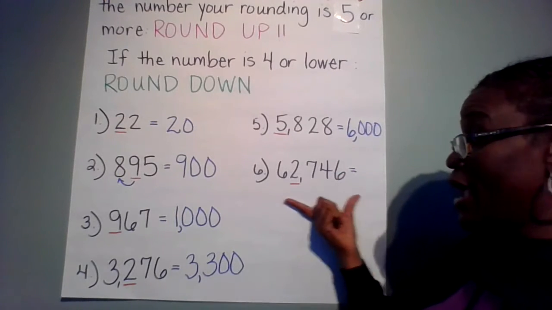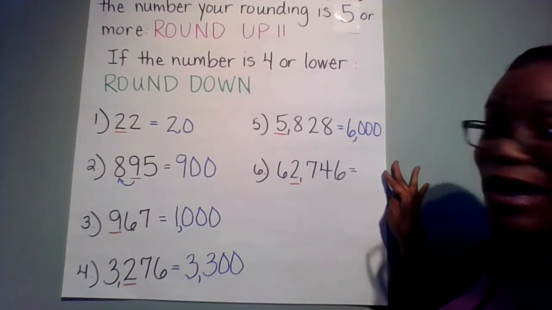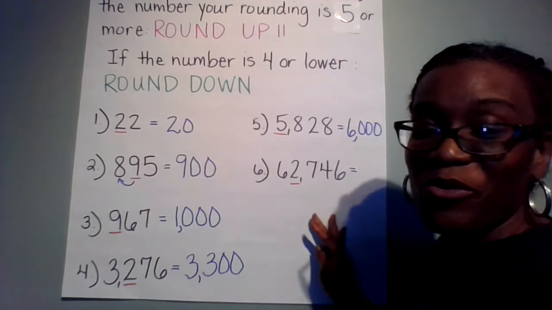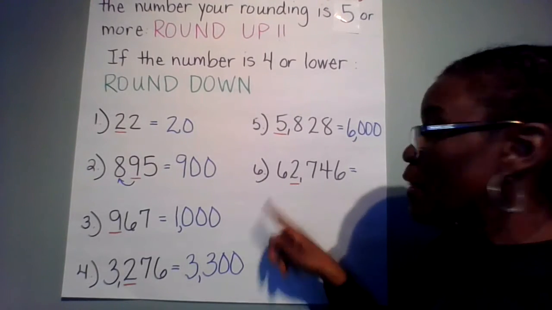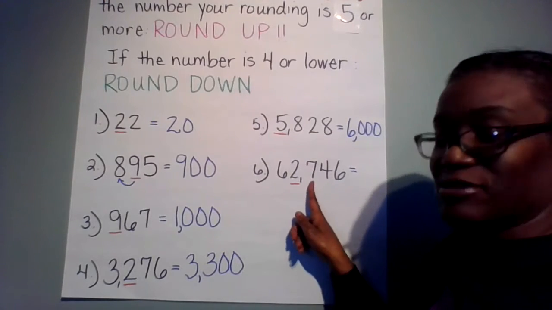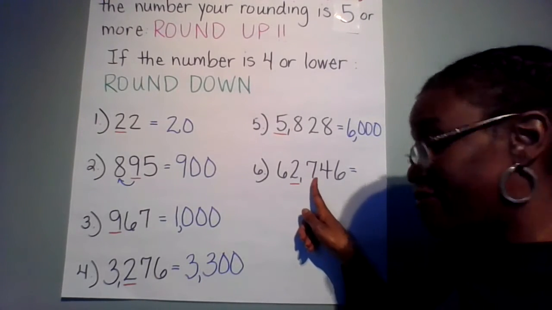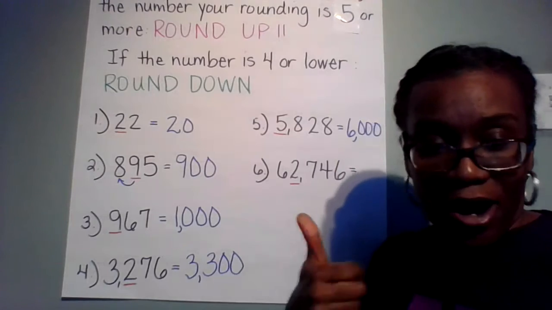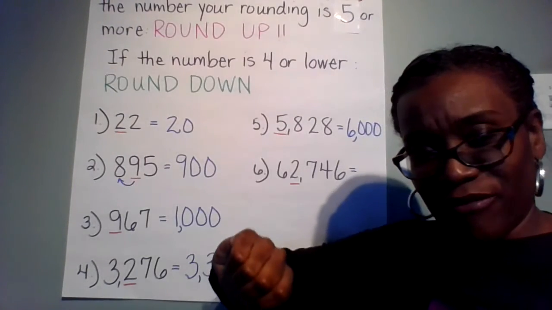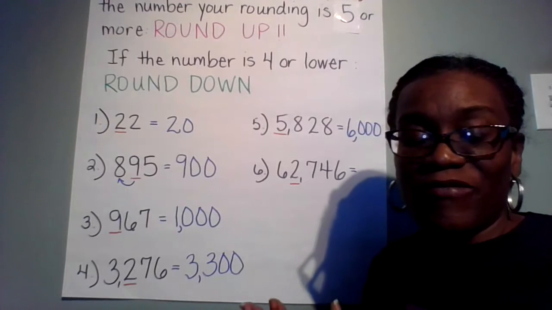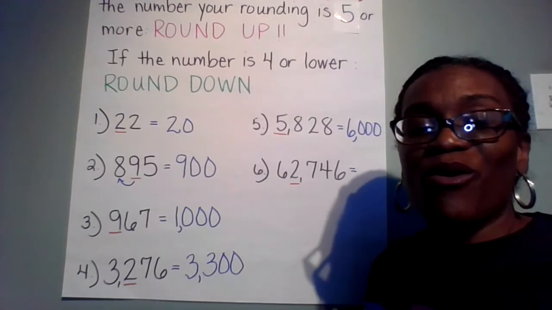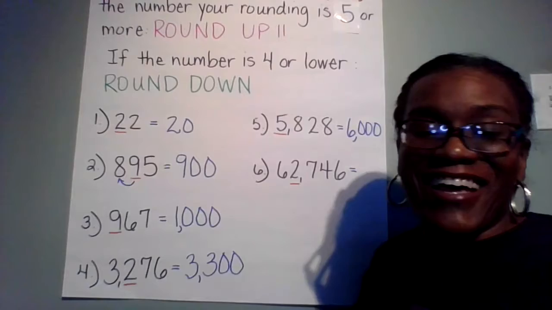Now I'm going to write the answer right below it, because I don't want to write on my walls. So here we go. So remember, we're rounding to the nearest thousand. So we need to look at the number that's right after it, which is 7. Is 7 larger than 5 or lower than 5? That's right, scholars. It's higher than 5. So therefore, we're going to round up.